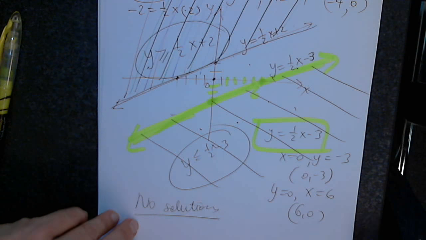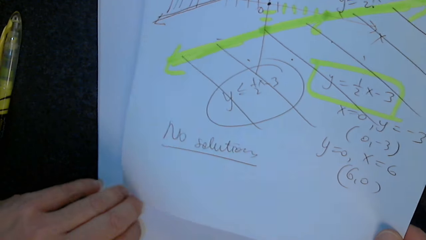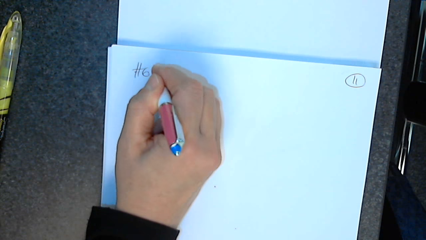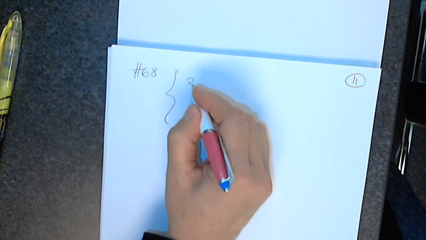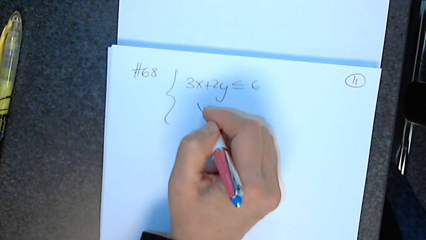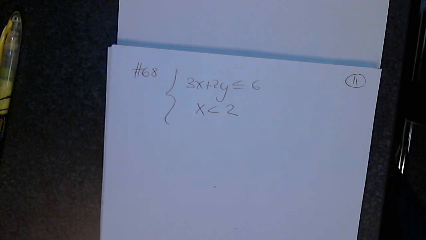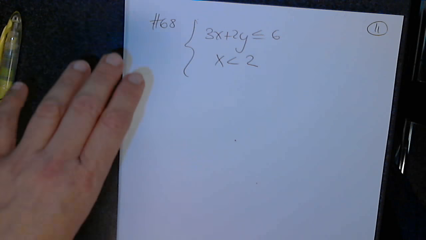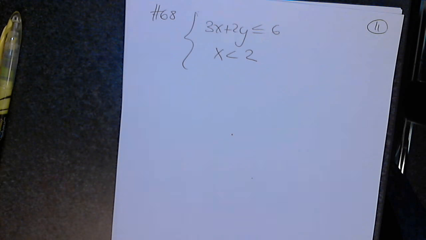Yes, Jonathan, go ahead. I'm waiting for the next one. Okay. Happy to hear that. And I'm going to choose 68. And this is 3x plus 2y less than or equal to 6, and x less than 2. So then let's work on this for a minute, and then we'll move on.